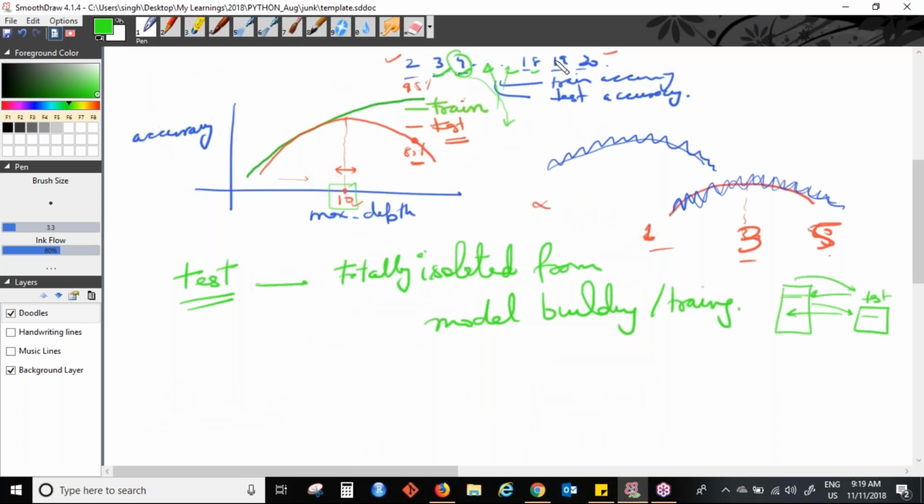Your test data should be totally isolated. Your test data is how your model will perform in the future. Now, in the future, you will never know what the actual value is. So you will not have an option to compare your prediction with the actual value. So your prediction should be totally independent of how the data is in the test data. It should not change based on the value of test data.